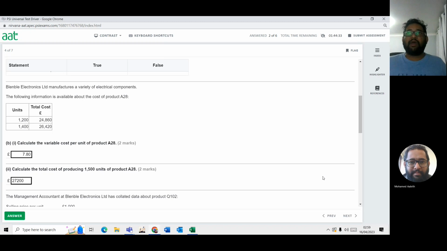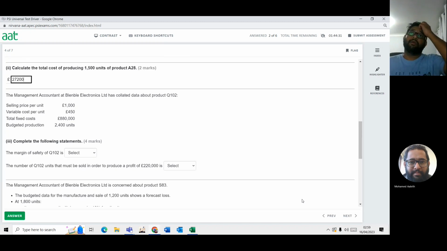The next question we have: the management accountant at Blenville Electronics Limited has collated data about product Q102. So they have given you a selling price, variable cost per unit, and the total fixed cost, and then also given you a budgeted production level of 2,400. So now what we need to do is to find the margin of safety. To do that, we need to find what is my break even.